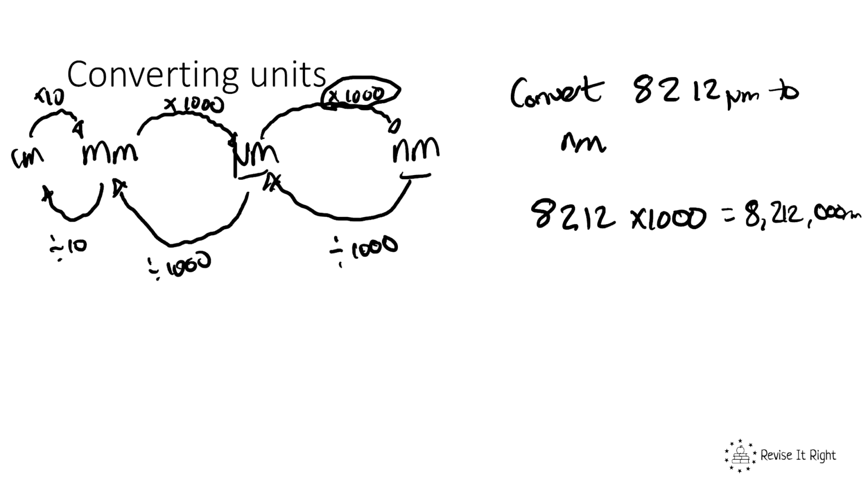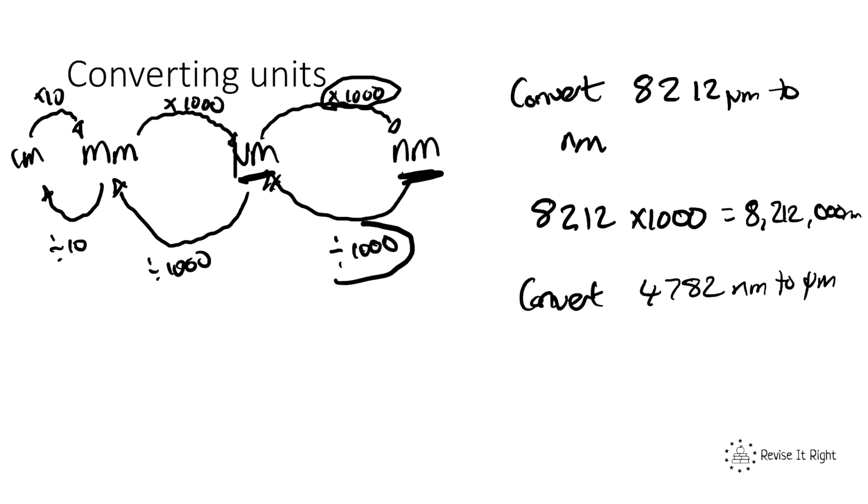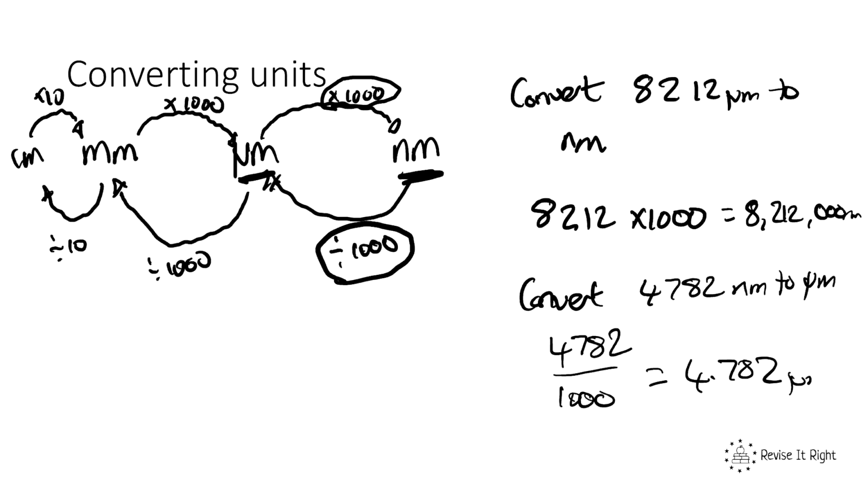Let's go through one more example. This time we're going to convert 4,782 nanometers to micrometers. So this time we're going from nanometers to micrometers, so we divide by 1,000. So 4,782 divided by 1,000 equals 4.782 micrometers.